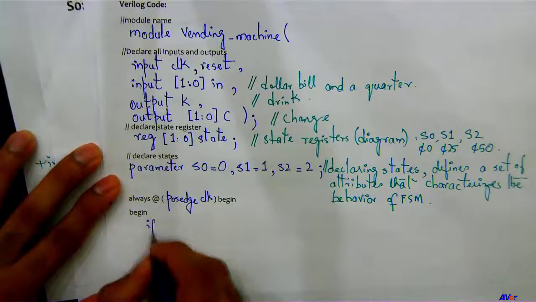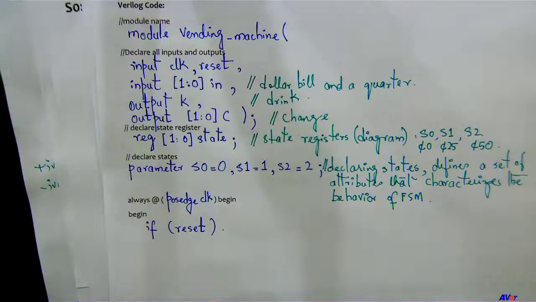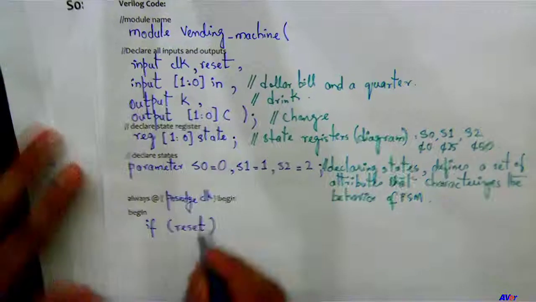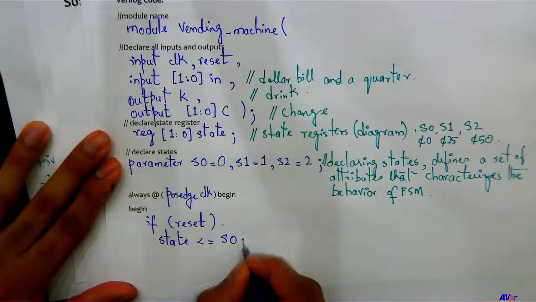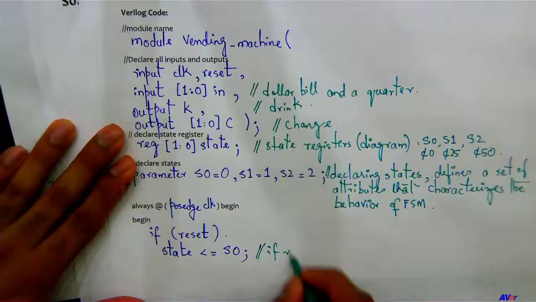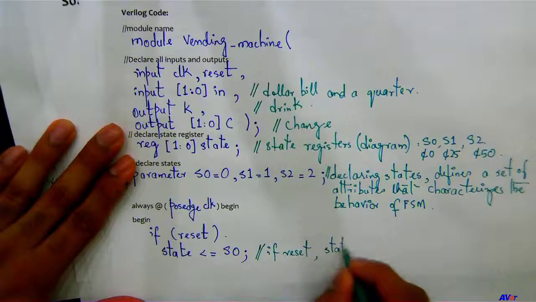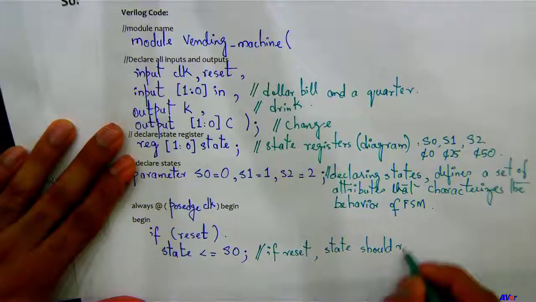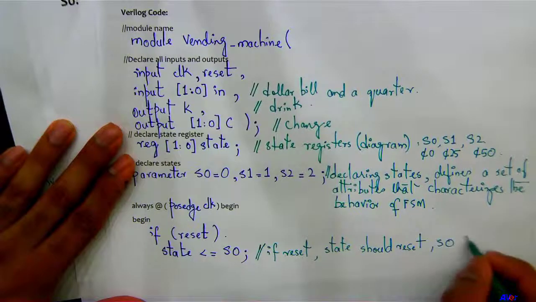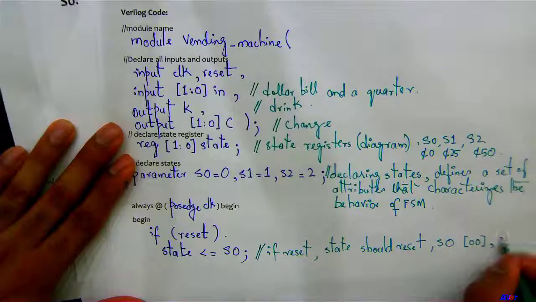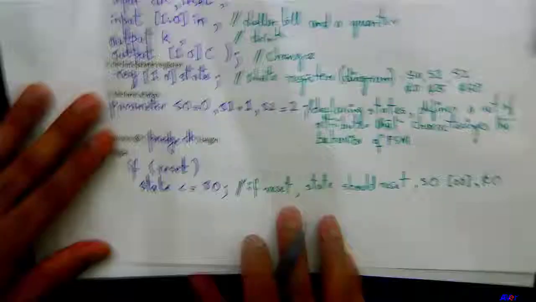Begin, if reset. What should happen if the machine resets itself? It should go to zero, right? So we would say here, the state should go to zero. If reset, the state should reset itself. State should reset and go to S0, which is 0, 0, or in other words, 0 cents. This part is done.